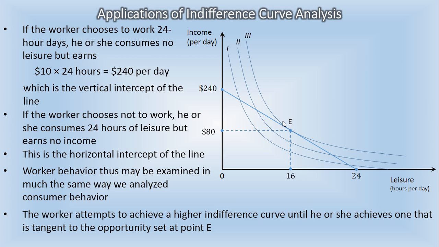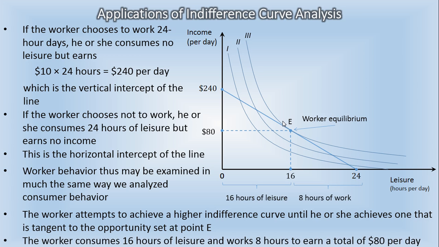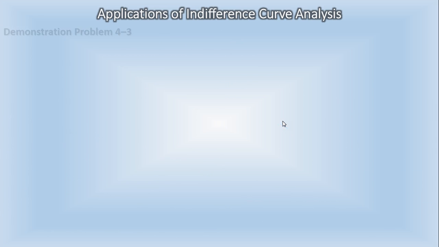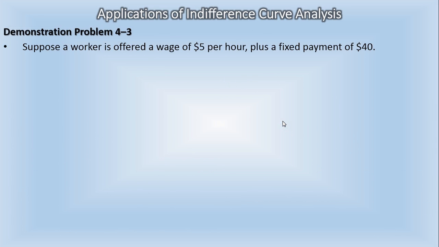So her optimal consumption bundle of work and leisure is represented by E, the most affordable consumption bundle that provides her the highest level of satisfaction. She is consuming the bundle on the highest indifference curve. So that is the worker equilibrium. Again, there are 16 hours of leisure there and 8 hours of work. The worker consumes 16 hours of leisure and works 8 hours for a total of $80 in income. So that's just the general specification of how we can apply the model to the choice of a worker to either work or not work.